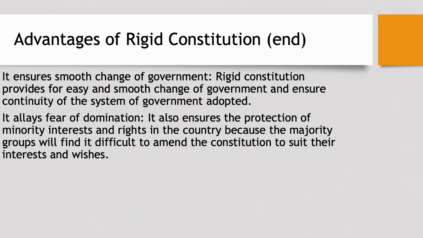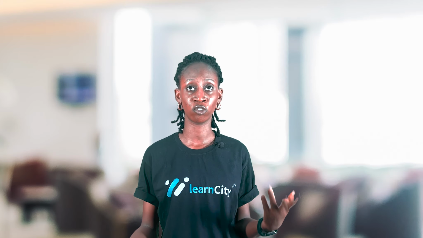It ensures smooth change of government. Rigid constitution provides for easy and smooth change of government and ensures continuity of the system of government adopted. So it allows for smooth change of government.